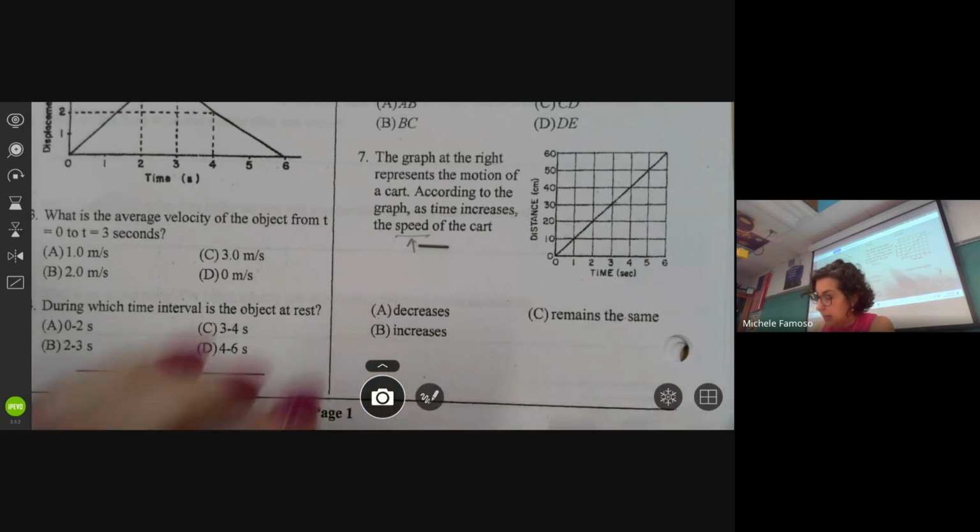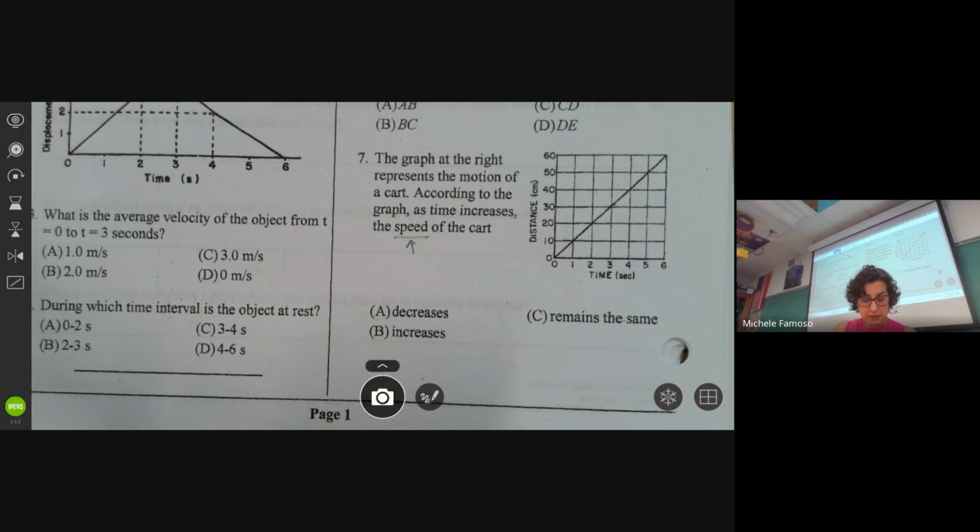is like velocity. Oh, it's the wrong pencil. That one keeps breaking.